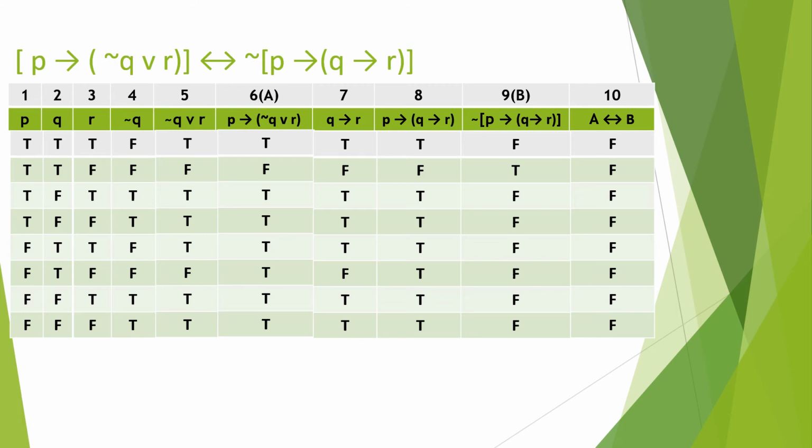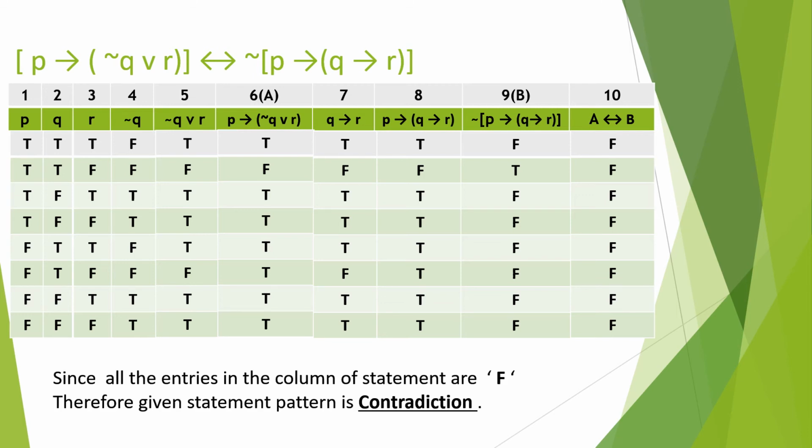That means it is a contradiction. The reason is all the entries in the last column are F. So that's why it is a contradiction. Remember to write the conclusion. So the statement pattern is a contradiction.